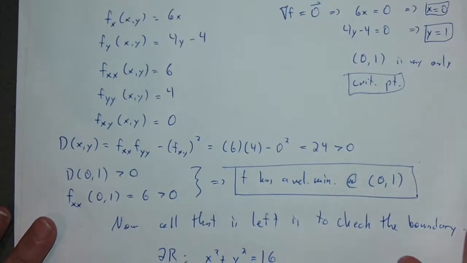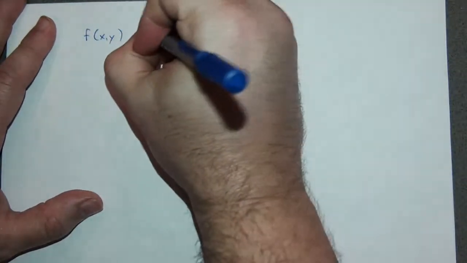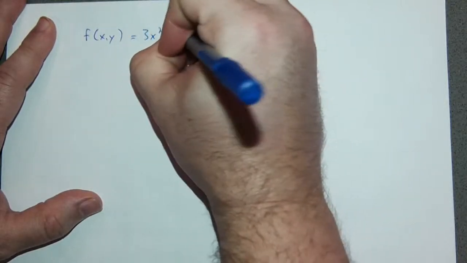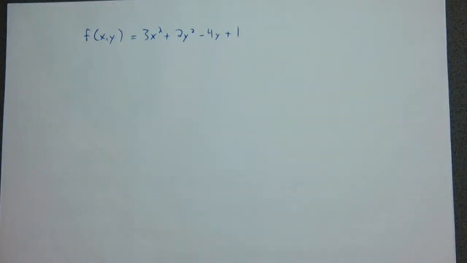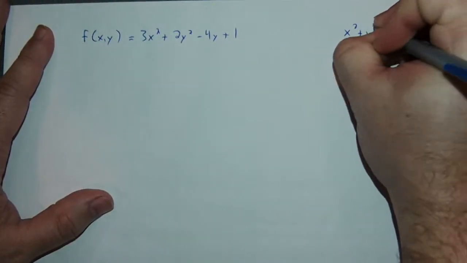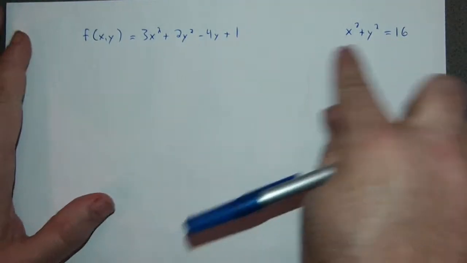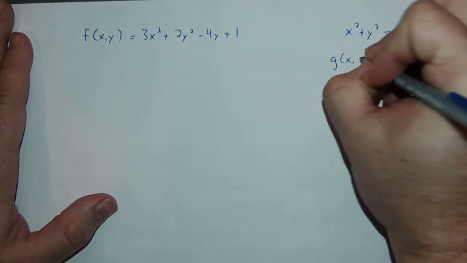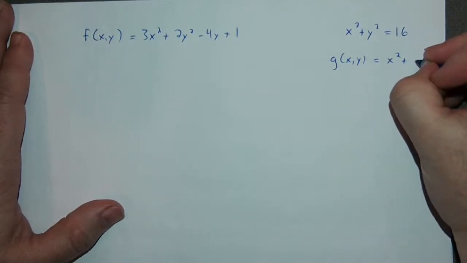Okay, so how do we do that? Well, again, I'm going to rewrite my f here. And so really what I'm doing is seeking a max or a min for this function relative to a constraint given to me by this boundary equation. That boundary equation is x squared plus y squared is equal to 16. So recall, when we have this set up, we label this function on the left as g. So g of x, y is x squared plus y squared.